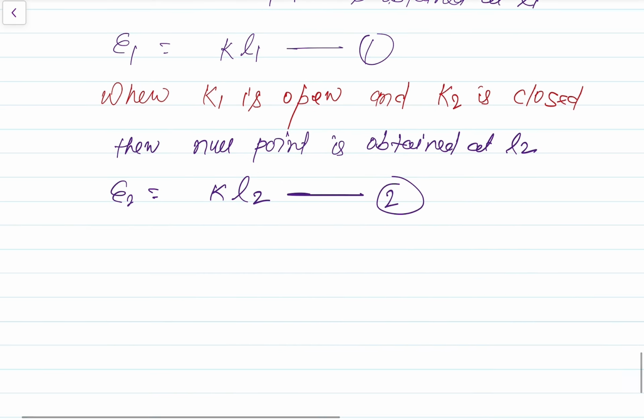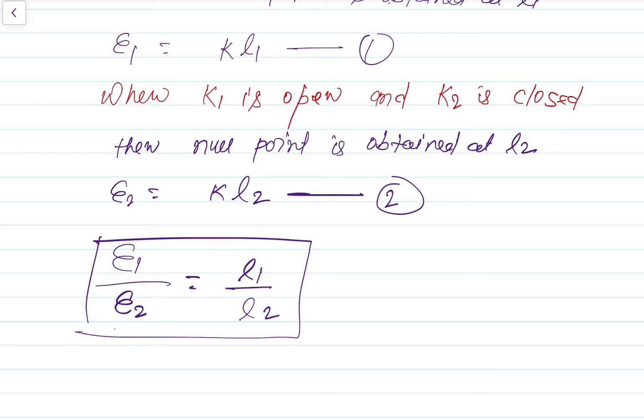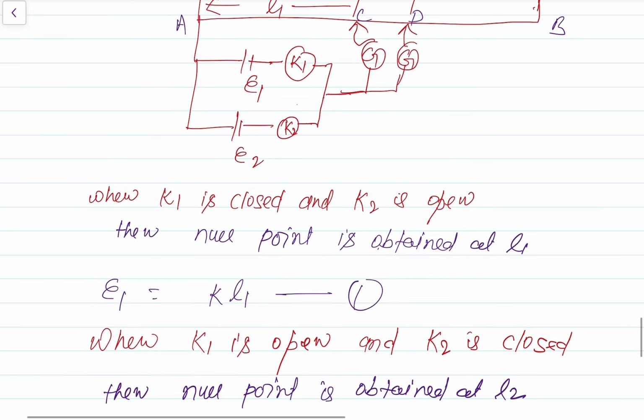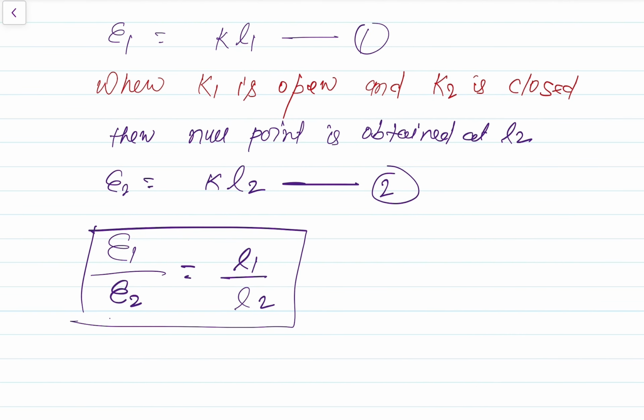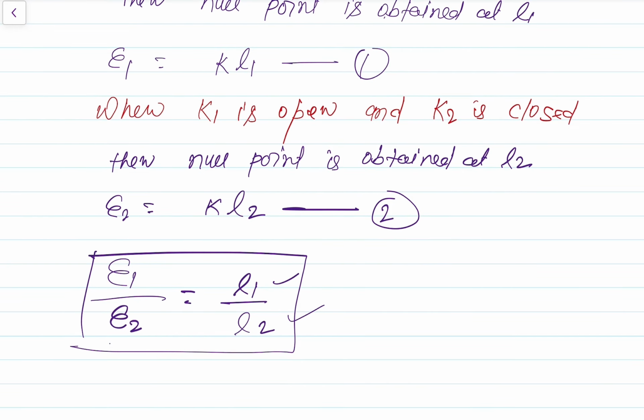So now dividing equation 1 and 2 we will get E1 by E2 is equal to L1 by L2. Okay. So if any three are known, we can find the fourth unknown. Suppose EMF is given, lengths L1 and L2 are given, so we can find the EMF of the other cell. So by using this equation we can find the EMF of an unknown cell. Okay, thank you.